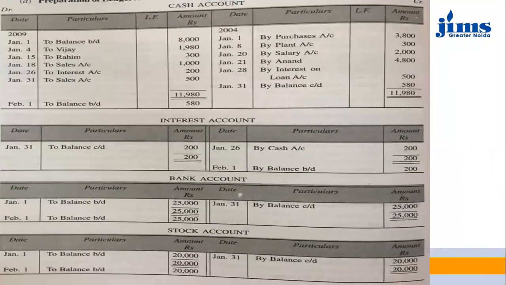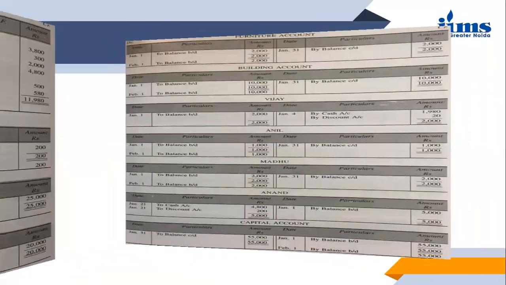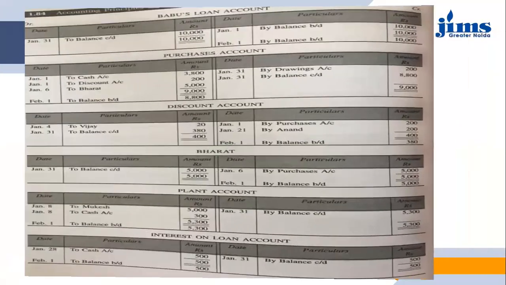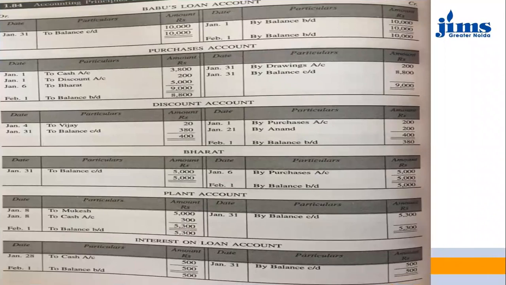So let's take up the purchase account first. Purchase account is getting debited. So we'll go to the purchase account debit side. This is purchase account debit side. We will go to 6th January entry, purchase account. And since Bharat account is getting credited, so under purchase account, we'll write to Bharat and the amount is 5,000.